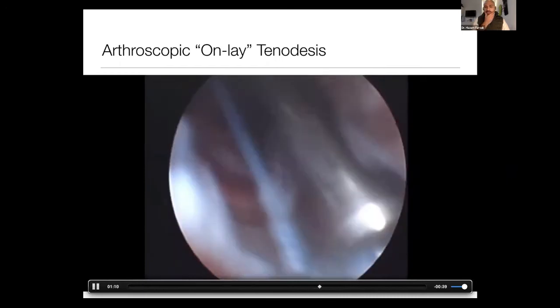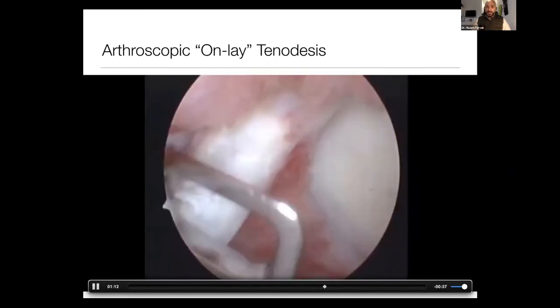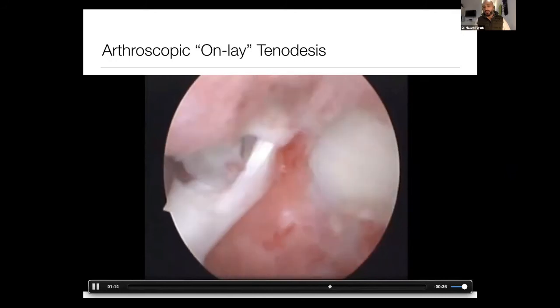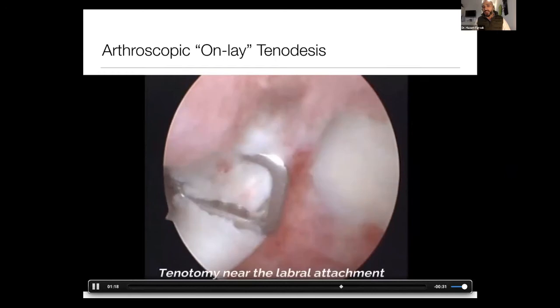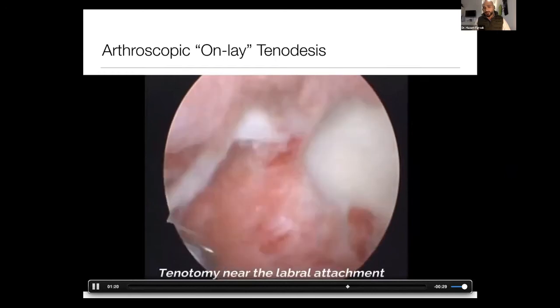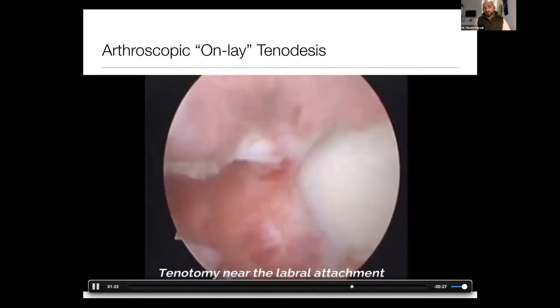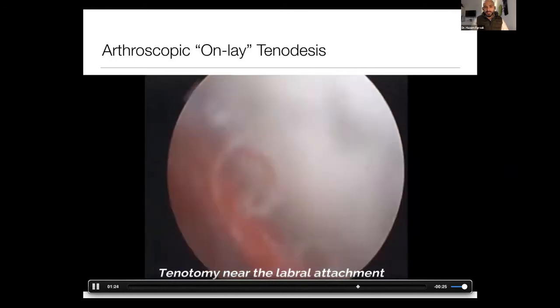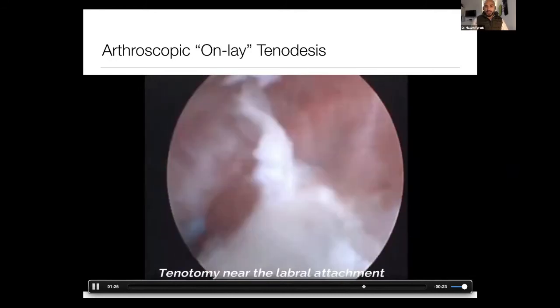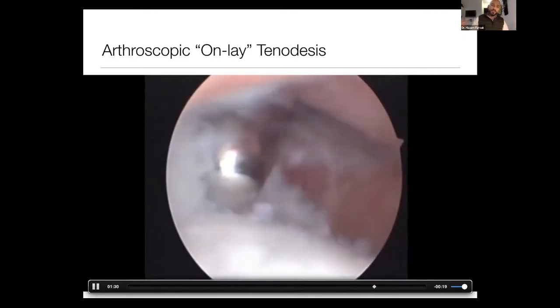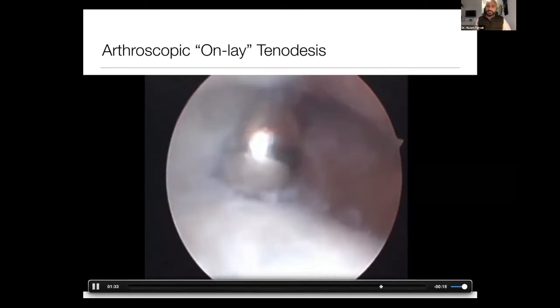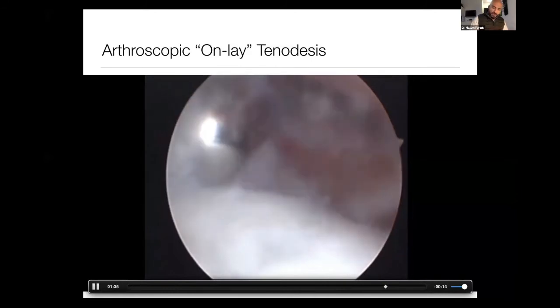Here I'm tying the knot over the tendon. And this time I'm using a basket forceps to do my tenotomy just near the labral attachment. And as you can see, it is well fixed in place, preserving the normal length and tension relationship. And then I remove this articular part with either a basket or a shaver.